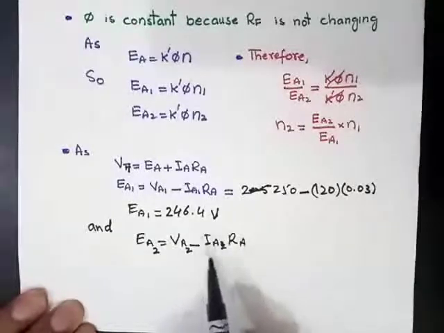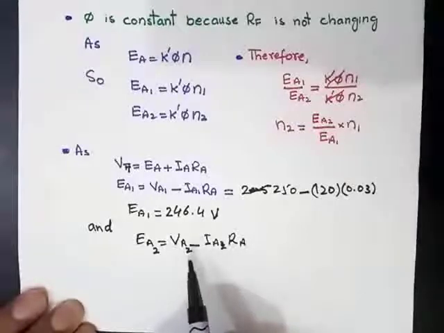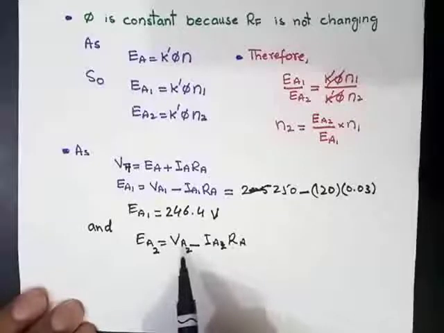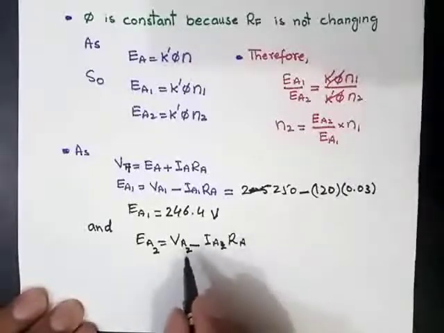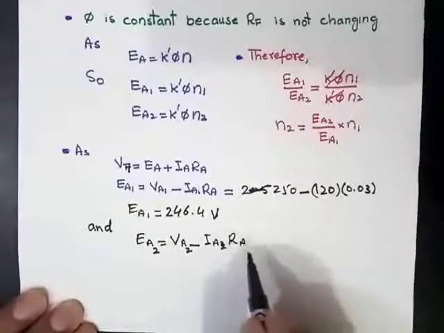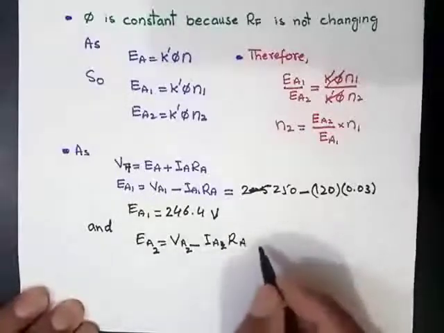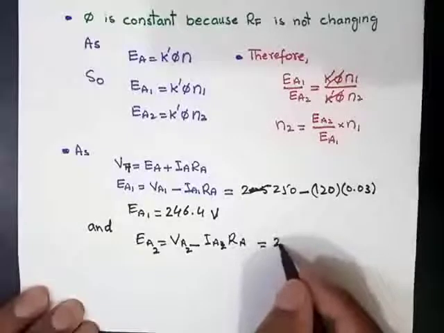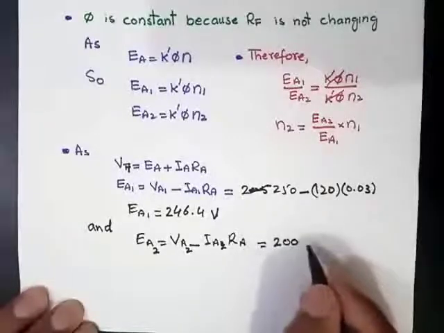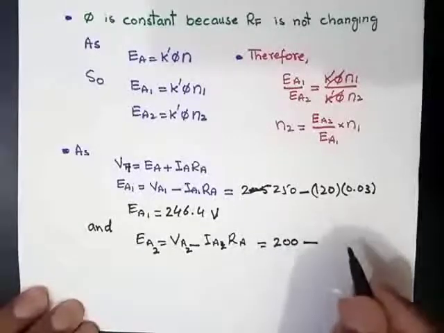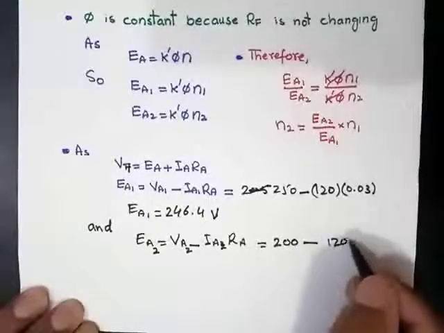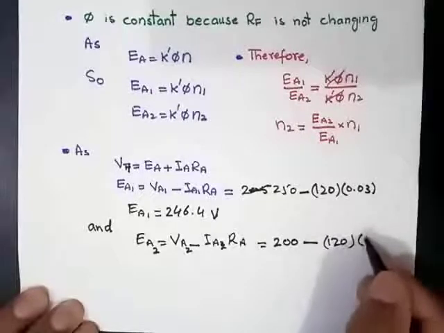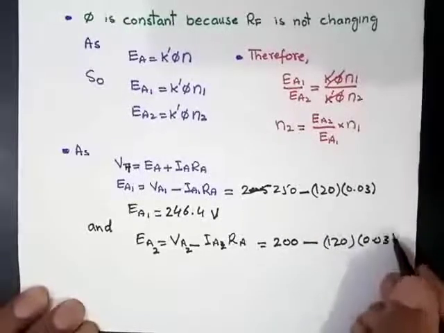Putting the value of VA, IA and RA in this equation, we get the value of armature voltage is equal to 200 volt. Putting the value of armature voltage, armature current and armature resistance in this equation, we get the value of armature voltage is now 200 volt minus the value of armature current is 120 ampere and the internal resistance is 0.03 ohm.